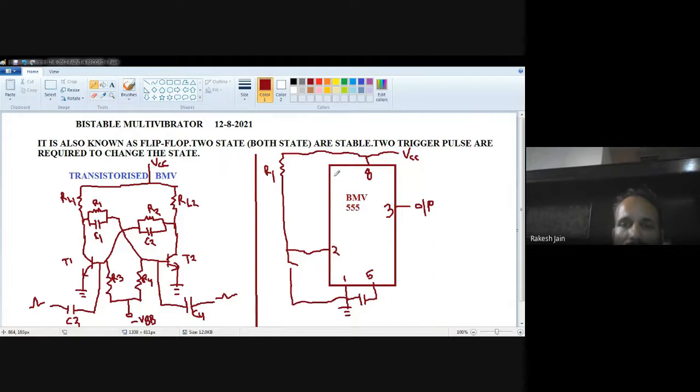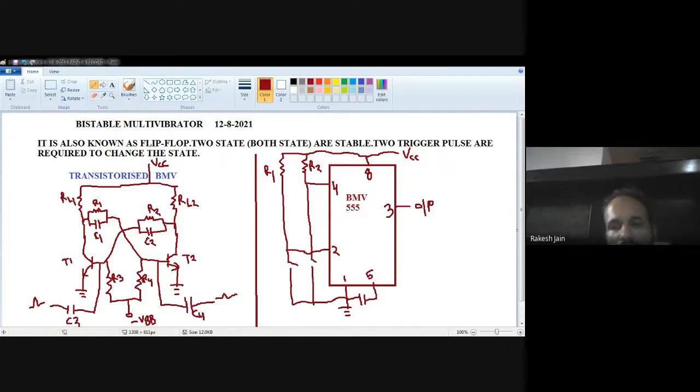The seventh number pin we will not use, and the fourth number pin is also used to provide the trigger pulse. It is connected via a resistor to the eighth number pin, meaning VCC. Let this be resistor R2, which is connected with the fourth number pin, and that is connected via a switch with the ground terminal to apply a trigger pulse. So this is also connected.